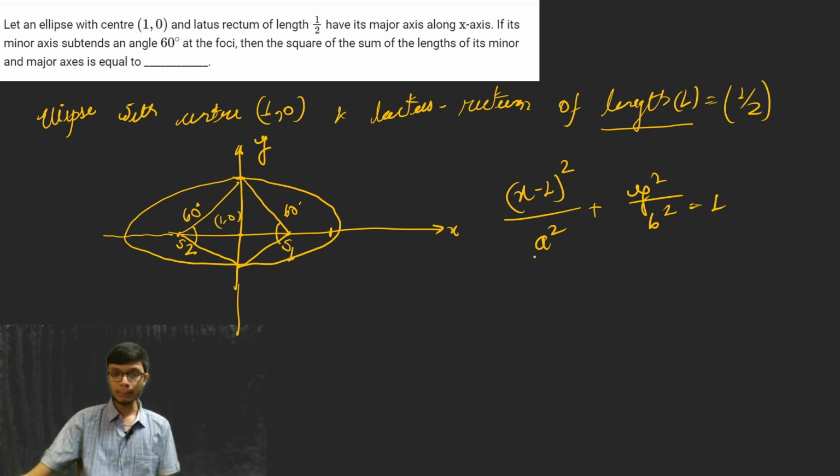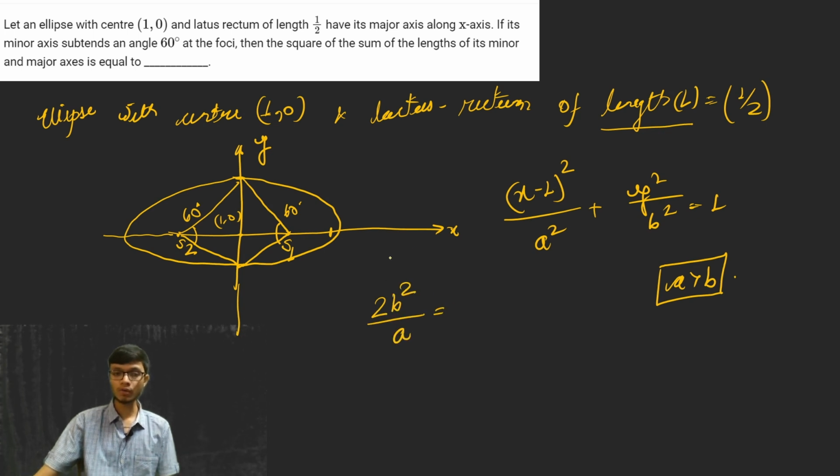All right. So the length of the minor axis is basically 2a and the length of the major axis is basically equal to 2b. That means I am saying that a is greater than b, because this major axis is along the x-axis. So from the length of the latus rectum, it is basically given by 2b square by a.